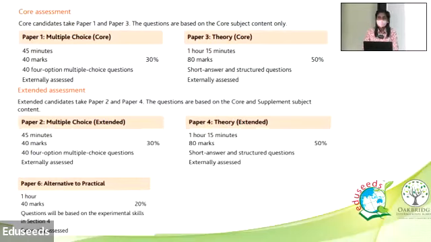So for multiple choice question, paper 1 and paper 2, it will be 45 minutes. Paper 3 and paper 4, theory, core and extended, will be 1 hour 15 minutes, and it covers about 80 marks. And paper 6 is the same for both core and extended. Paper 6 will be 1 hour and it will cover about 40 marks. And the question will be based on experimental skills.